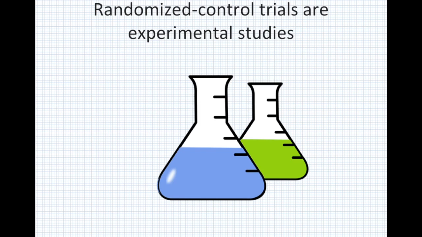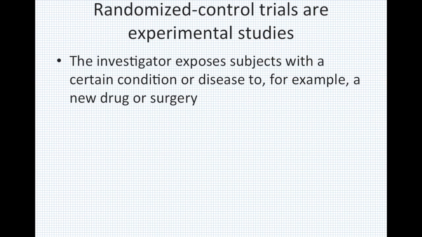In contrast to cohort studies and case control studies, randomized control trials are experimental studies. This means that there is some sort of intervention given to subjects by the investigator. The investigator could expose subjects with a certain condition or disease to, for example, a new drug or surgery. It does not have to be a new drug or surgery, though. It could be an educational intervention or a vaccine or really any sort of intervention as long as the investigator is enacting it upon the subjects.